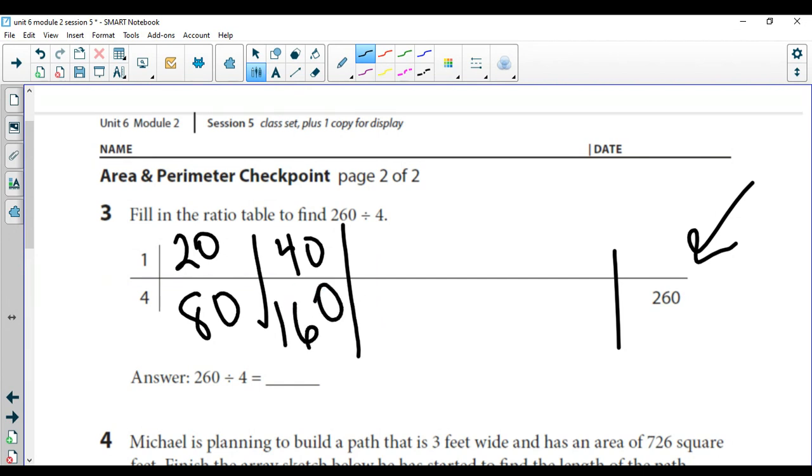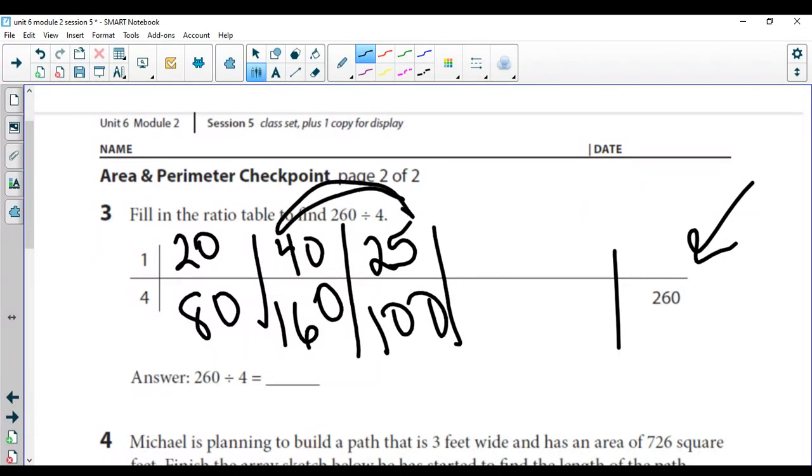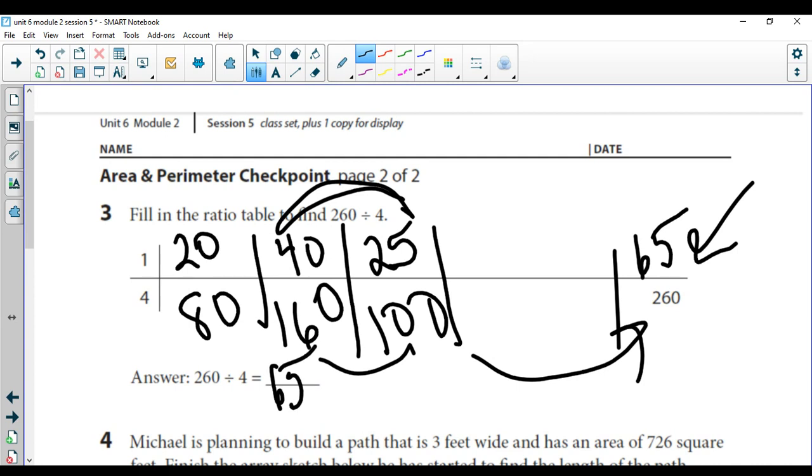I'm still kind of far. I need 100 more. Oh, you know what? I do know 25, like quarters, 4 quarters. 25 times 4 is 100. So if I add these two together, that should get me the 260 I need here. So 40 plus 25 is 65. Boom. The unknown dimension, or the quotient, if you will, is 65.